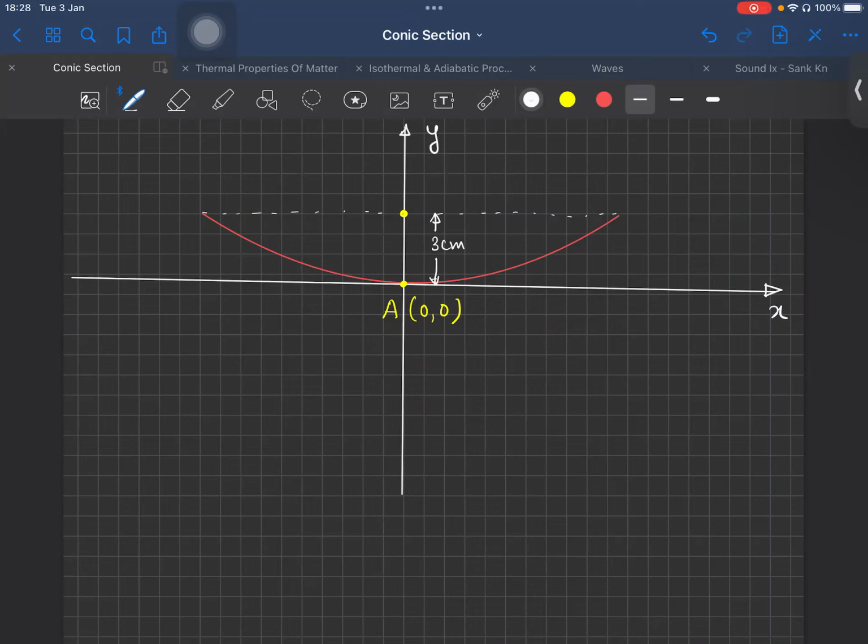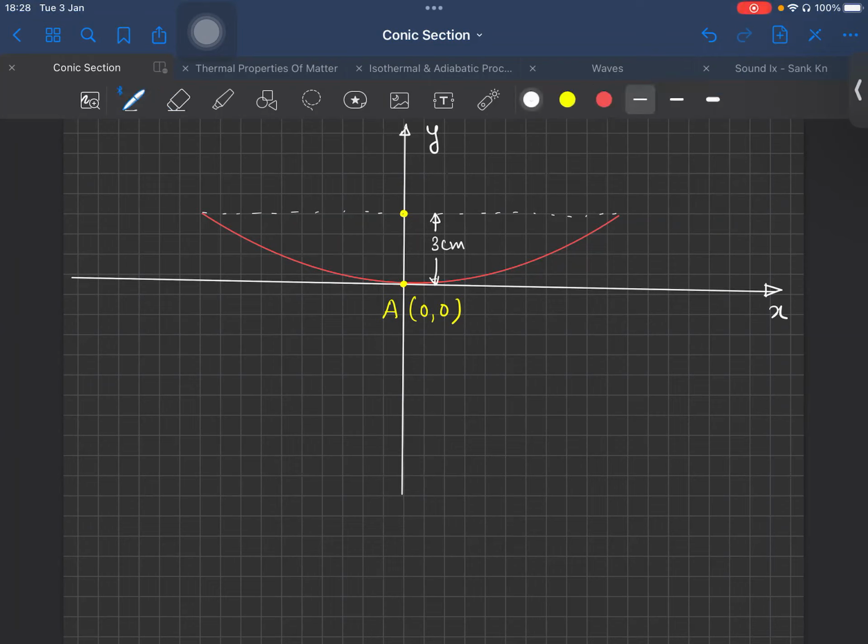Tell me. Sir, x square is equal to 4ay. Is it x square is equal to 4ay, or y square is equal to 4ax? X square, sir. Why x square? Sir, it's lying on the y axis, sir. Yes, it is. See, it is concave upward.